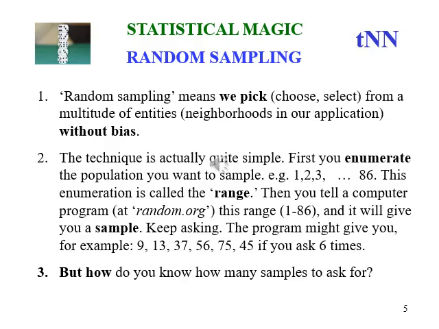Random sampling. 1. Random sampling means we pick, that is, choose or select, from a multitude of entities, neighborhoods usually in our application, without bias. 2. The technique is actually quite simple. First, you enumerate the population you want to sample. That is, like 1, 2, 3, 4, 5, up to whatever, let's say 86. This enumeration is called the range.